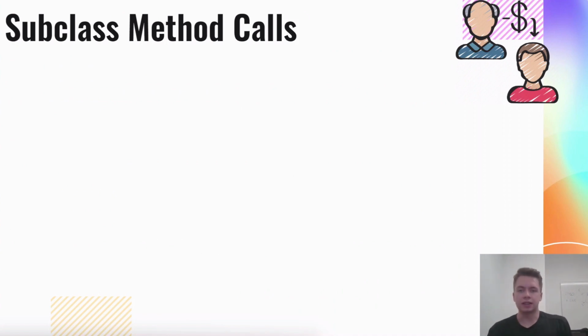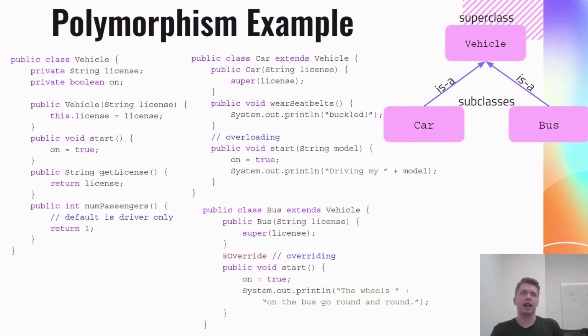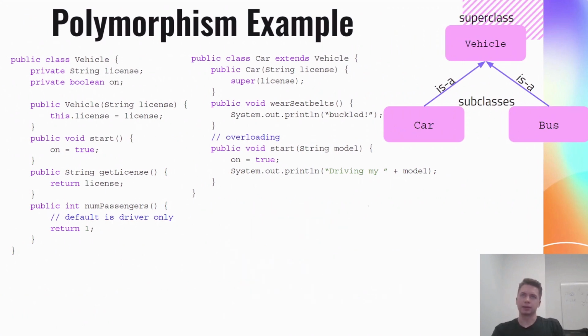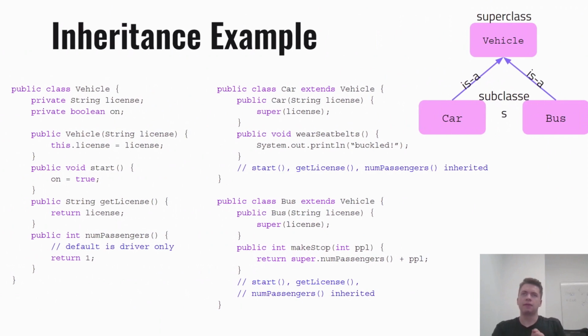So one of the key points with inheritance is every subclass has a single implementation of all methods defined either in that subclass or defined in a parent class. So looking at our Vehicle and Car example, Car defines a method wearSeatbelts, but it also has a start, getLicense, and numPassengers method from Vehicle, right? Because these are all the methods that were either defined in Car or its parent class.